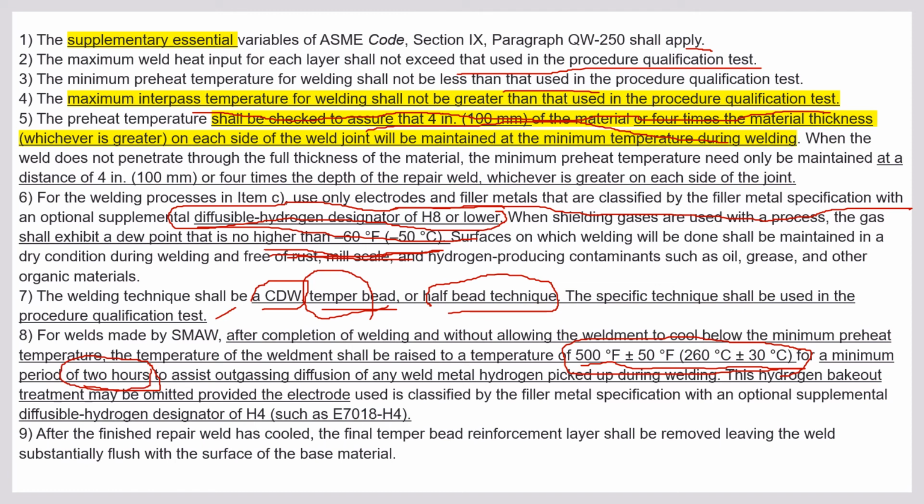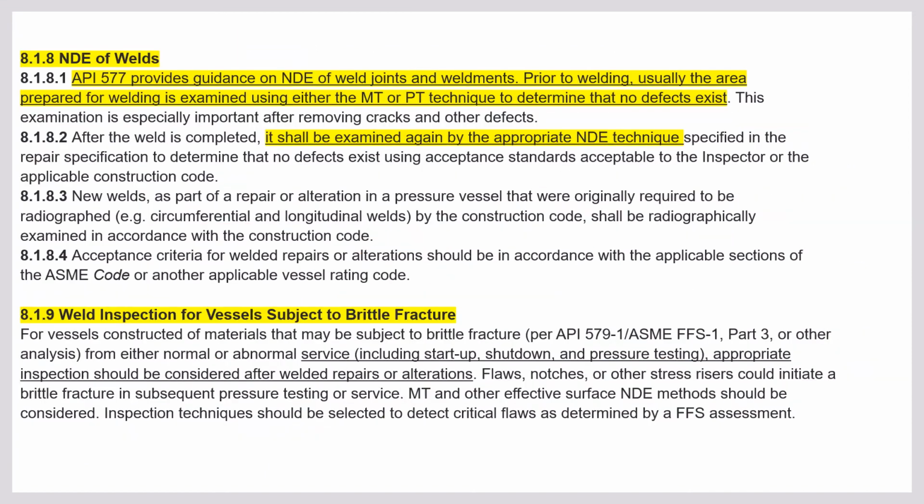To assist outgassing diffusion of any weld metal hydrogen picked up during welding. The hydrogen backout treatment may be omitted provided the electrode used is classified by the filler metal specification with an optional supplement of diffusible hydrogen designator of H4, such as E7018H4. So these are the requirements we follow in order to avoid the PWHT.